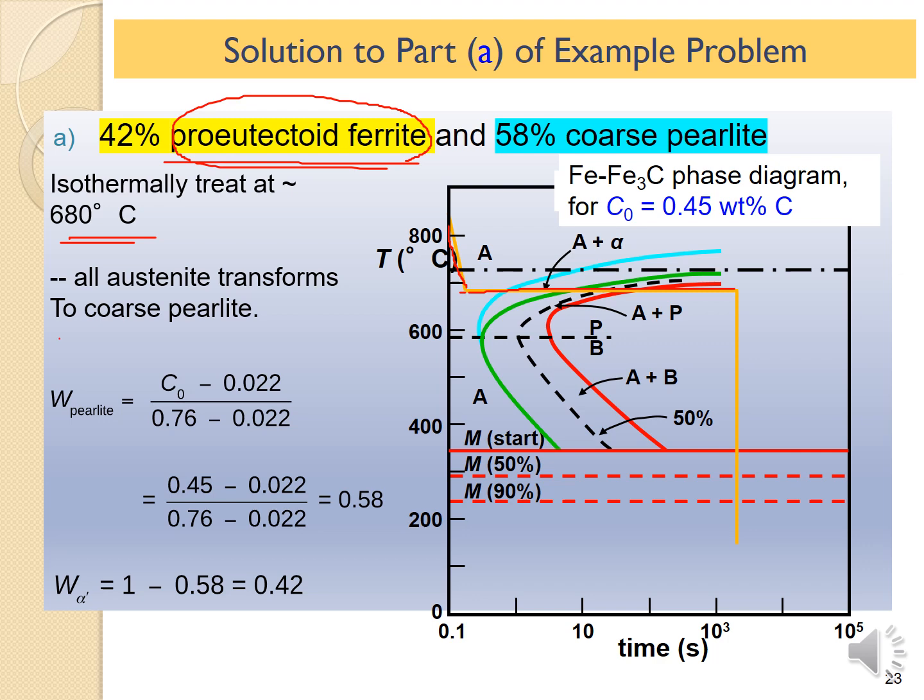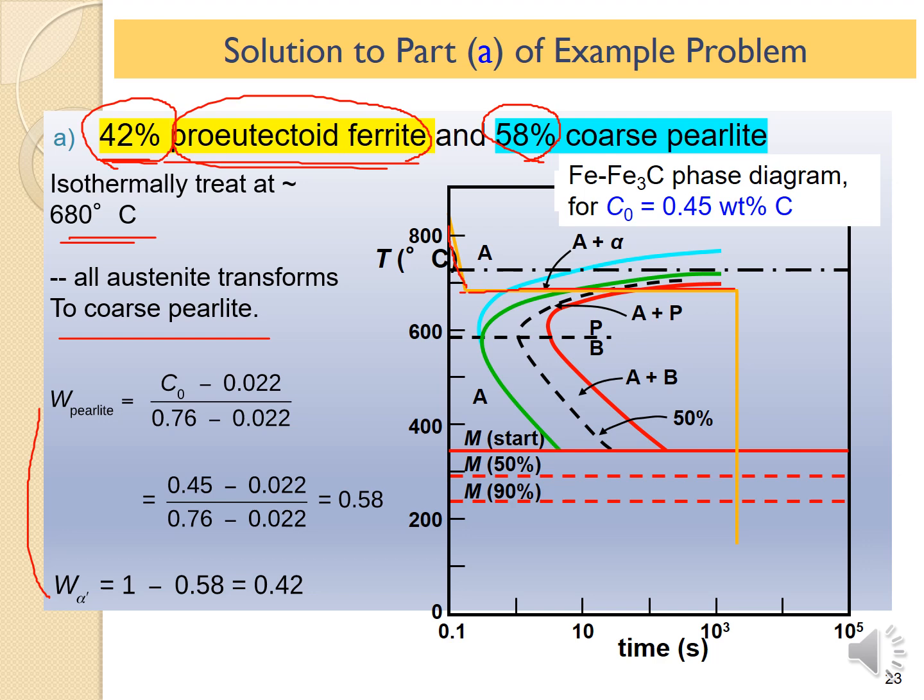Okay, so now we can double check those values to see if we do have the required phase amounts or microconstituent amount. The problem asks for 42% and 58%, right? So since it's proeutectoid ferrite, we should draw a tie line just above the eutectoid temperature. So I suggest you bring out your iron carbon phase diagram to do this calculation one more time by yourself.